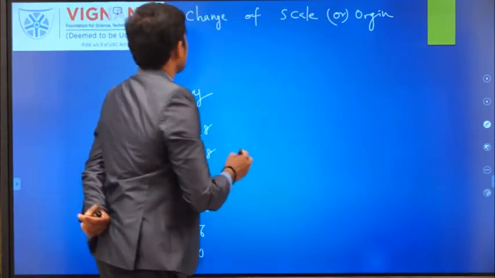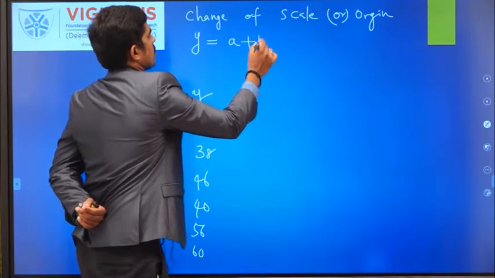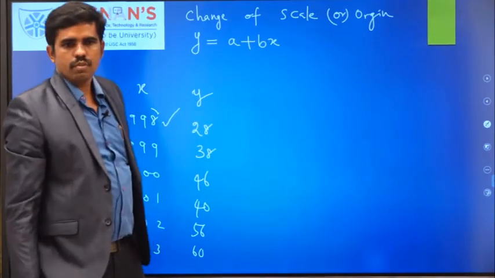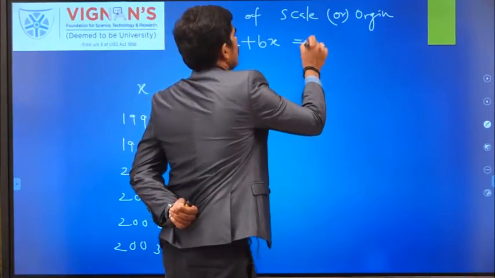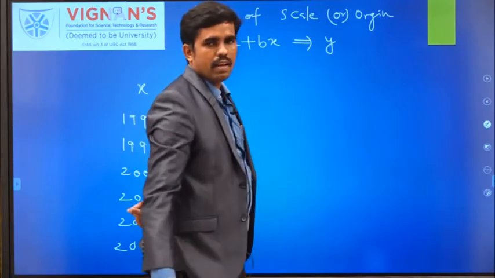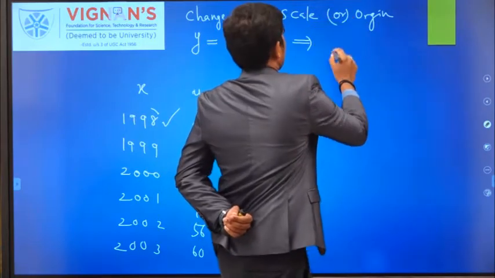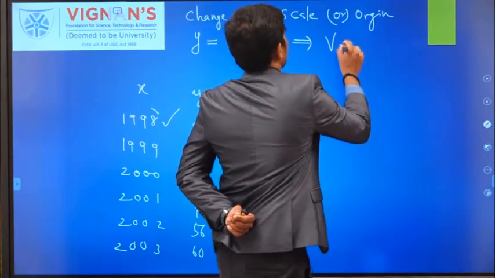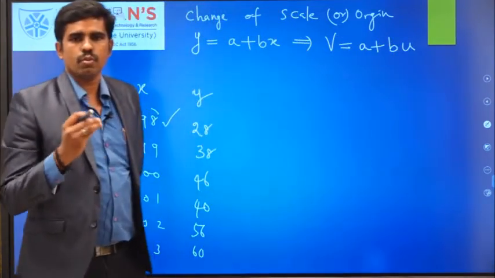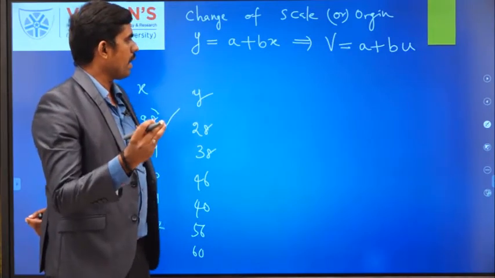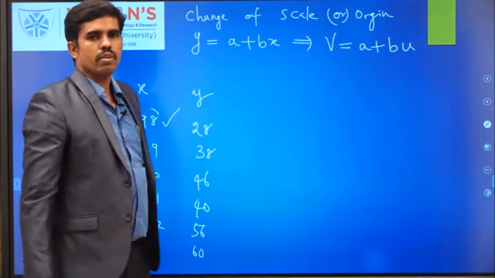Normally, what is my straight line? A plus bx. In that, what do I have to find? The a value and the b value. Here I am going to change the scale such that v is equal to a plus bu. So newly I am going to use two letters: instead of y I use v, and instead of x I use u.